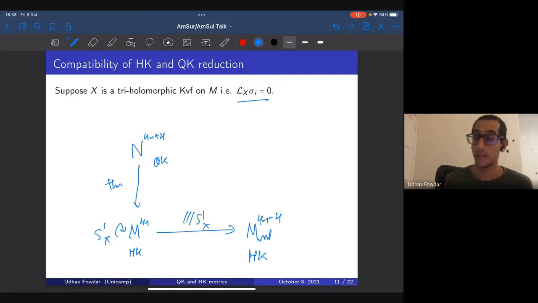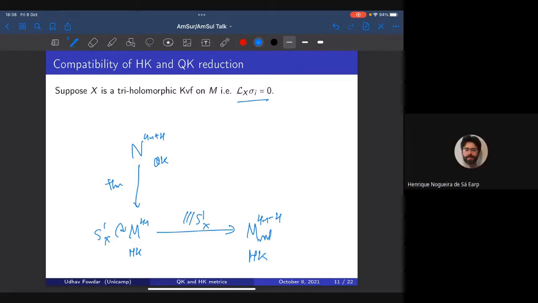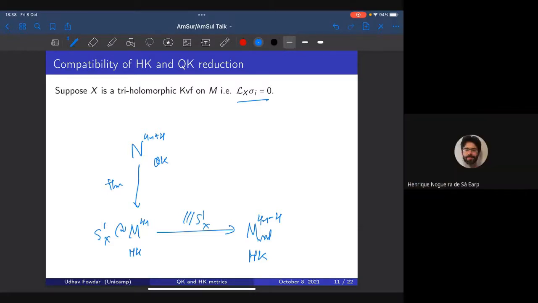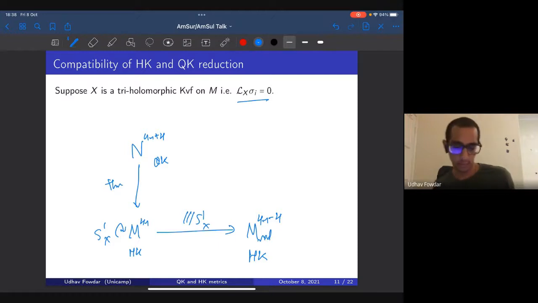Udhav? Yes. When you say triholomorphic, is this exactly the same as what Verbitsky calls hyperholomorphic? Probably yes. Cool. Probably yes.